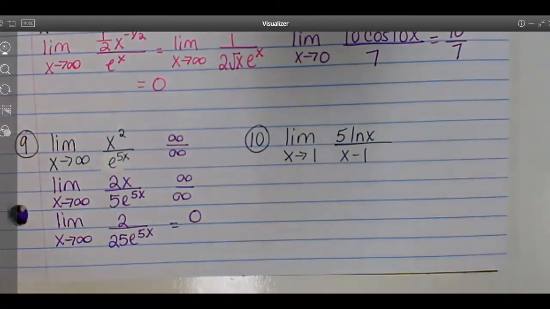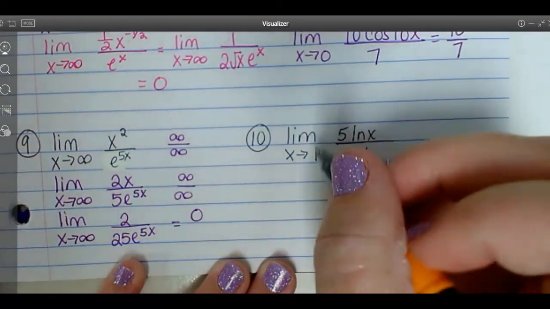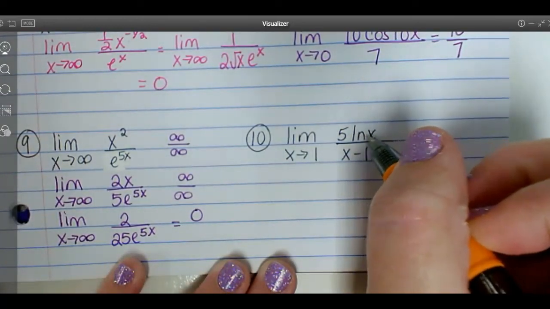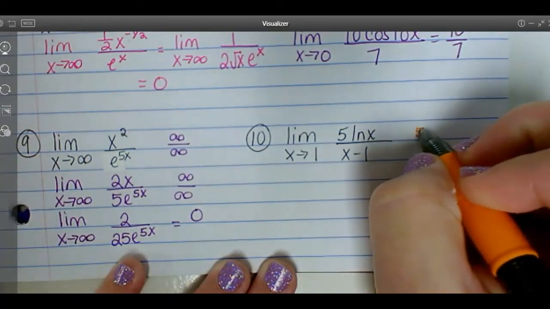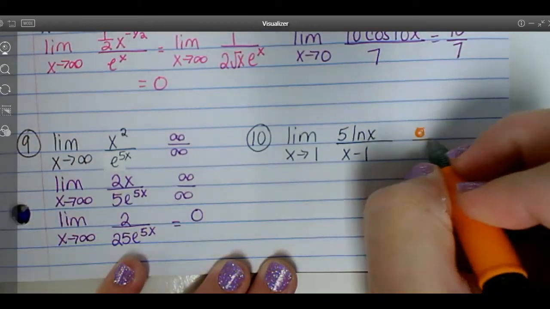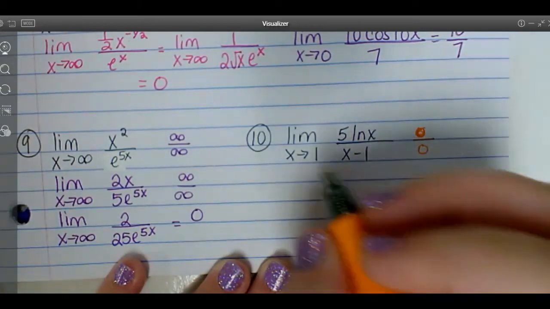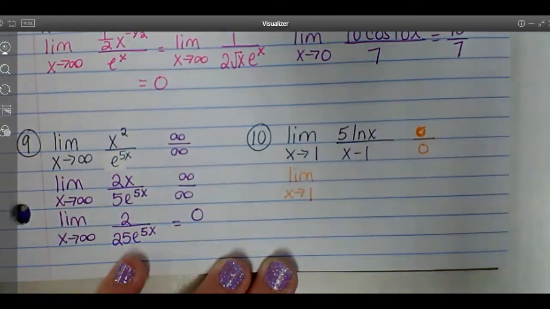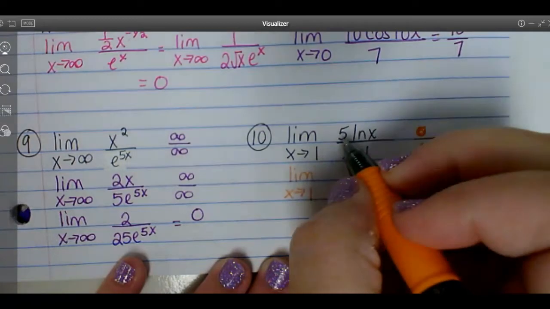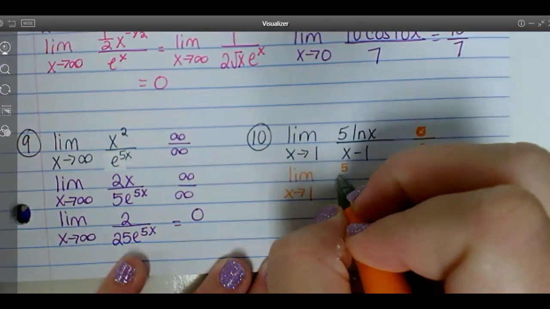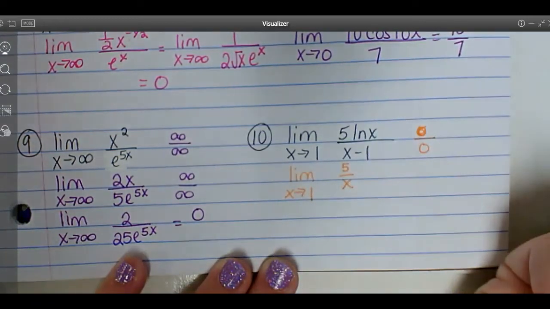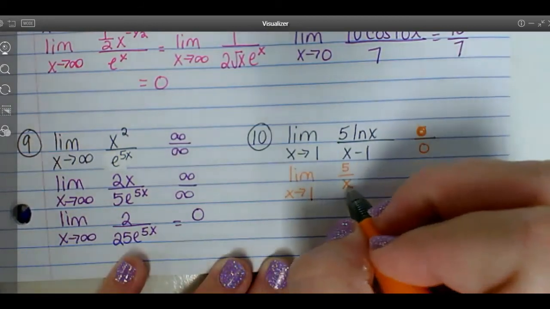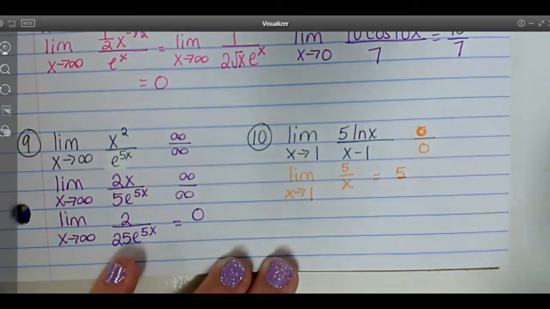Number 10. So plugging in a 1, natural log of 1 is 0. So we have 5 times 0 over 0, meaning I can use L'Hopital's rule. Remember to always check it. There are times it doesn't work. The derivative of the top is 5 over x. The derivative of the bottom is just 1, so I can leave it like that. Plug in your 1, and you get 5.